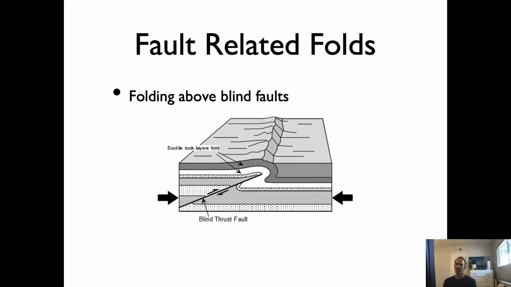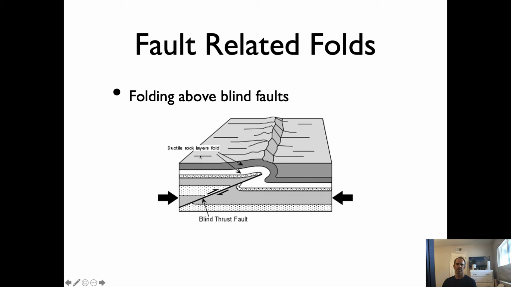So fault-related folds are any folds that are occurring in association with active faults or above active faults. Typically what we see, especially in Southern California, is oftentimes folding above what we call blind faults. A blind fault is a fault that does not reach the surface.